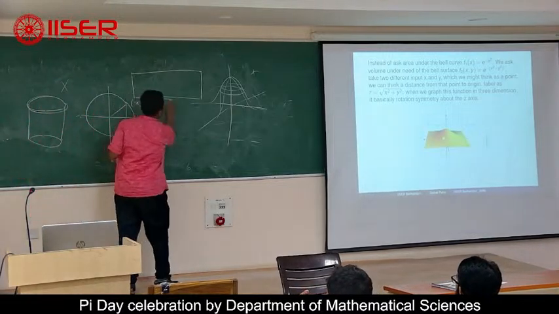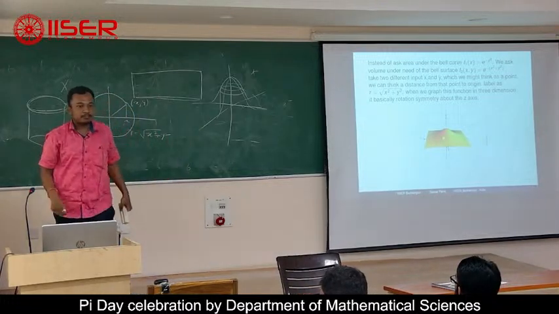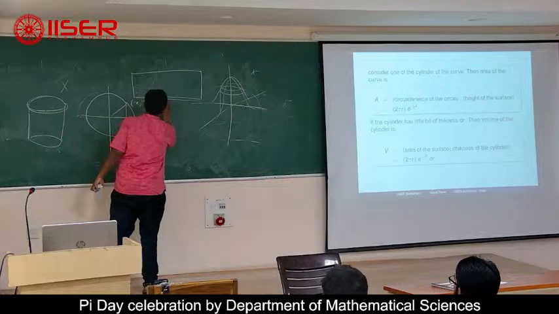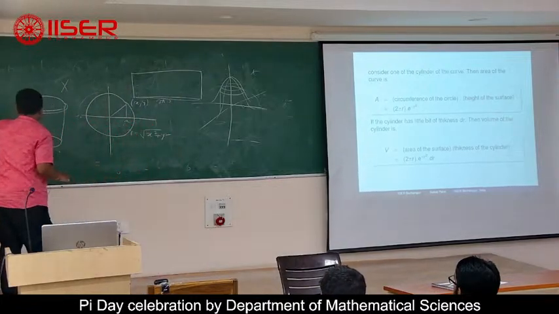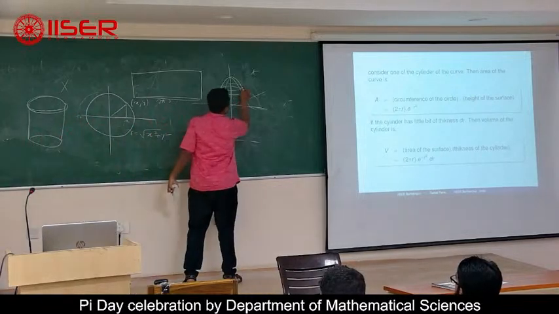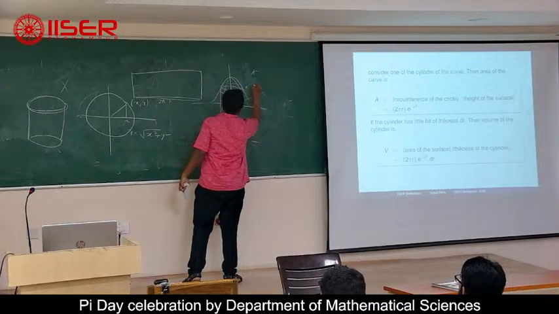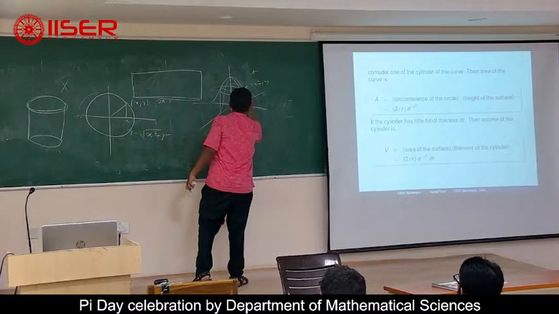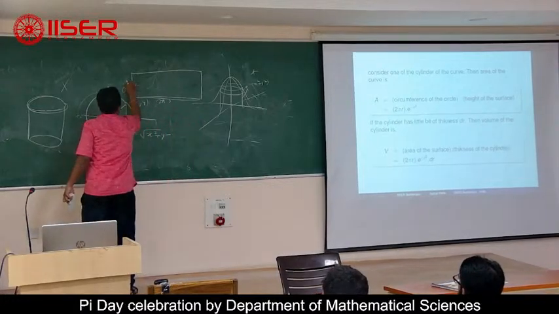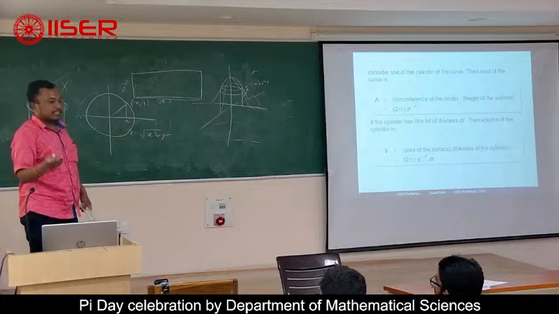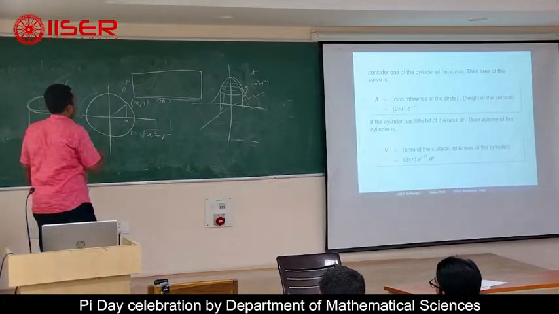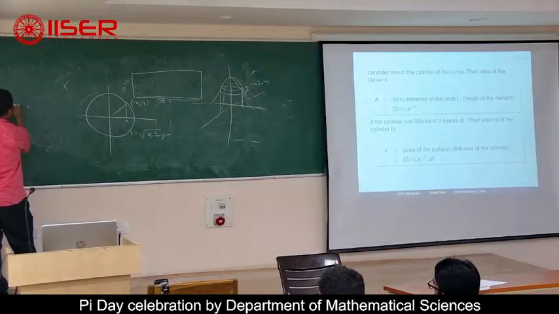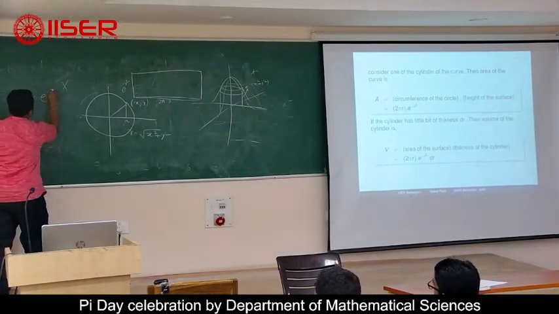So we know the circumference of the circle. What is the circumference of the circle? 2 pi r. And this is the height, because if you take any point from here, it belongs to that curve, which is e to the power minus x squared plus y squared. So the length is e to the power minus r squared. That is the circumference and the height of this curve. So the area under this curve is 2 pi r e to the power minus r squared.